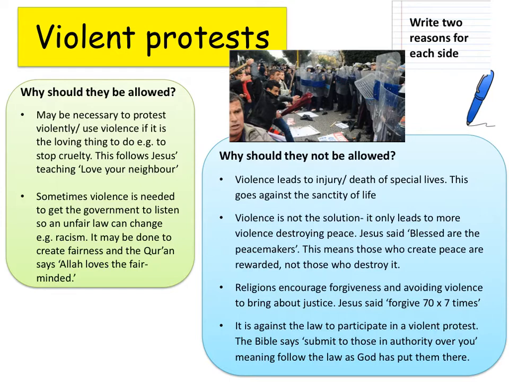Religions also encourage forgiveness and avoiding violence to bring about justice. Jesus said, "Forgive 70 times 7 times," as well as turn the other cheek and forgive. This suggests that violent protests aren't good, and if you have a grievance with someone, you should really forgive them for it.